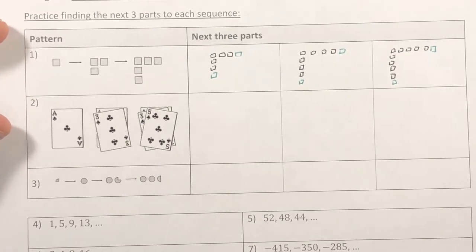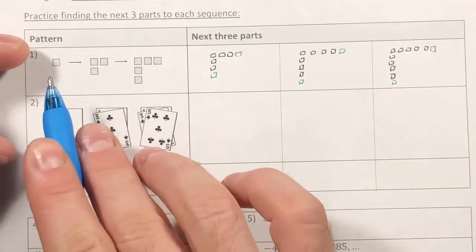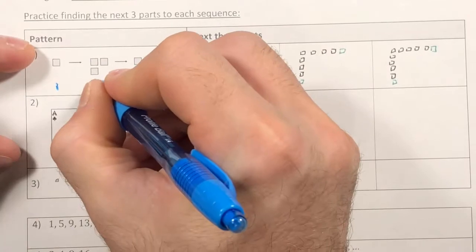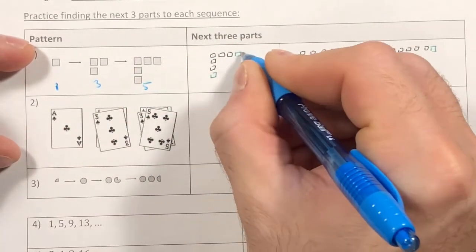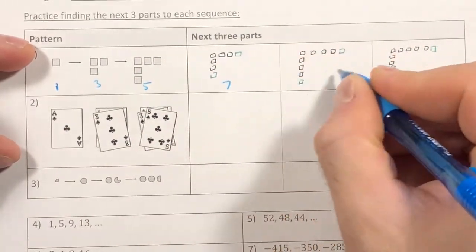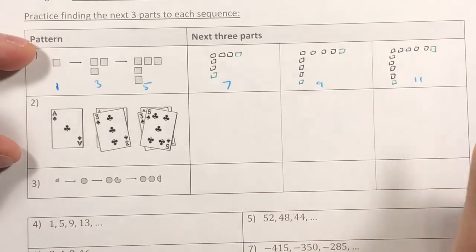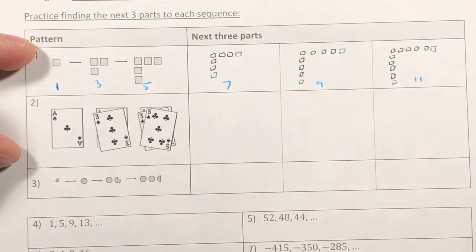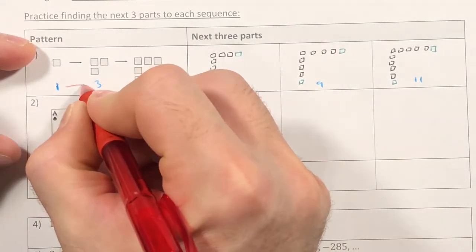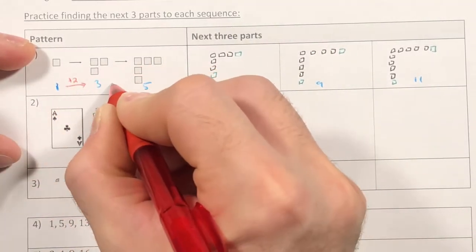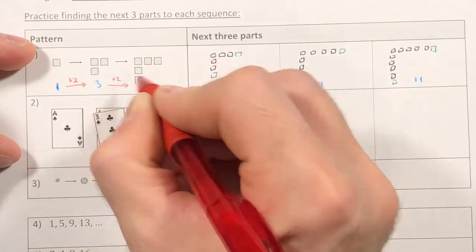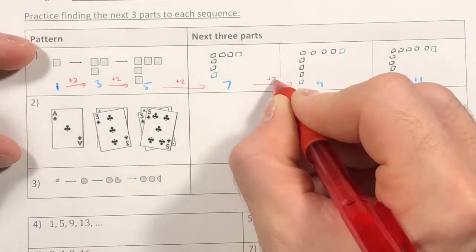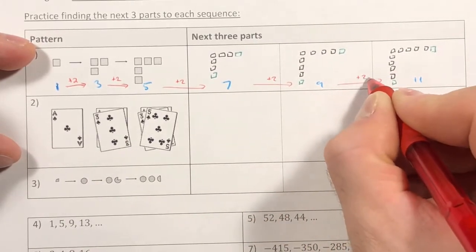So let's do this value in blue. We're going to say, how many squares do we have here? Well, we had 1. Then we had 3, 5, 7, 9, and 11. And what we notice is that the numbers are changing via a constant rate. From 1 to 3, we added 2. From 3 to 5, we added 2. From 5 to 7, we added 2. We added 2. And we added 2.